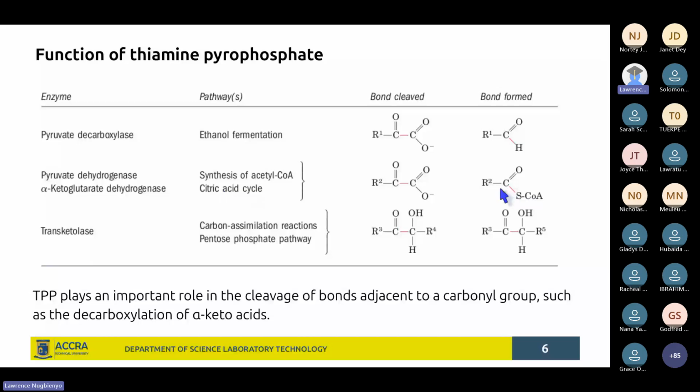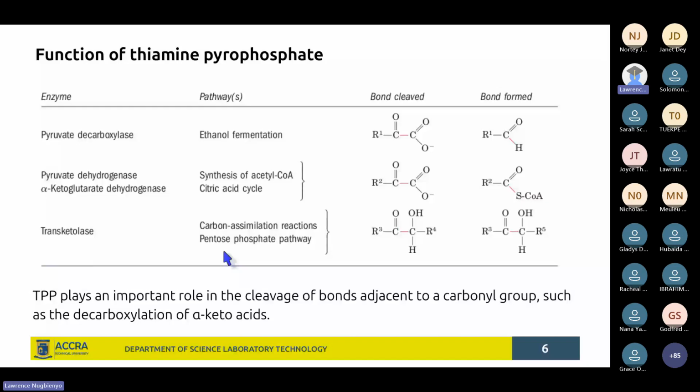And then you have the third example here, transketolase. It's involved in carbon assimilation reactions. And it's in the pentose phosphate pathway, one of the carbohydrate metabolic pathways, where you have the synthesis of ribose 5 phosphate, and it is that ribose 5 phosphate which will then go into the synthesis of nucleotides, which goes into the synthesis of nucleic acids, RNA and DNA.